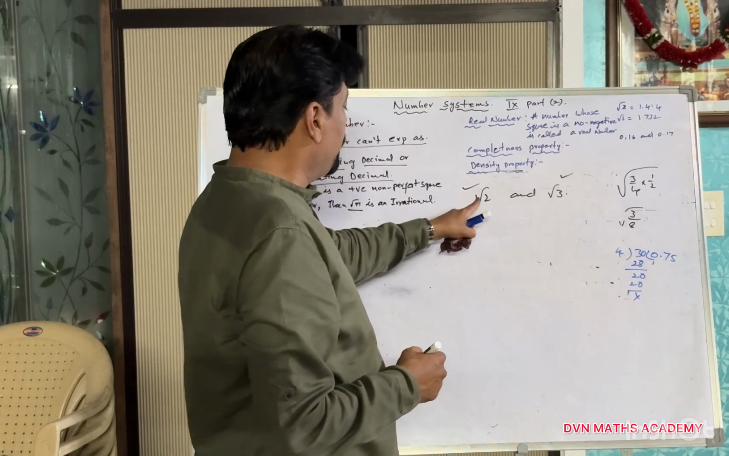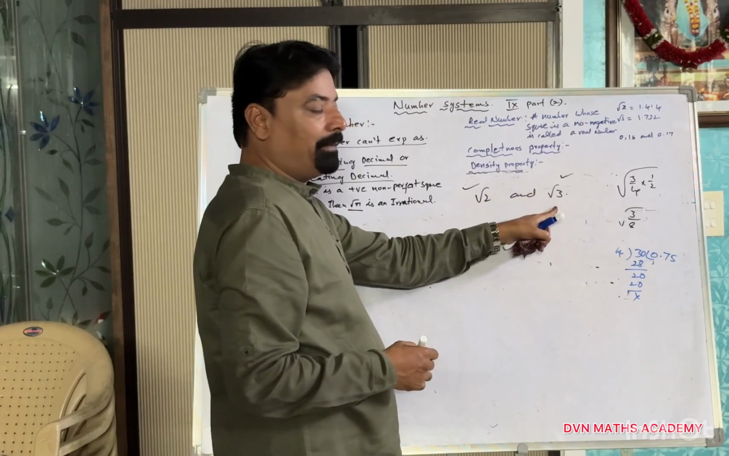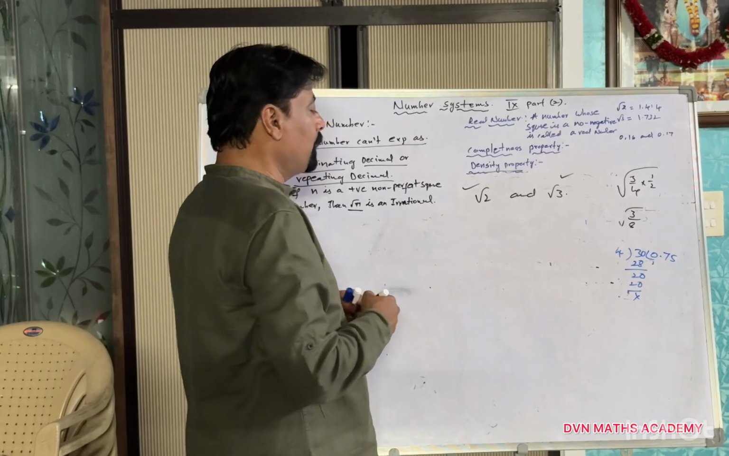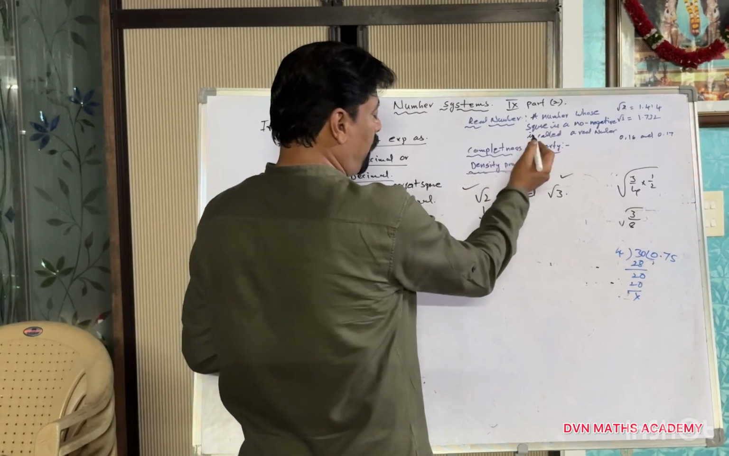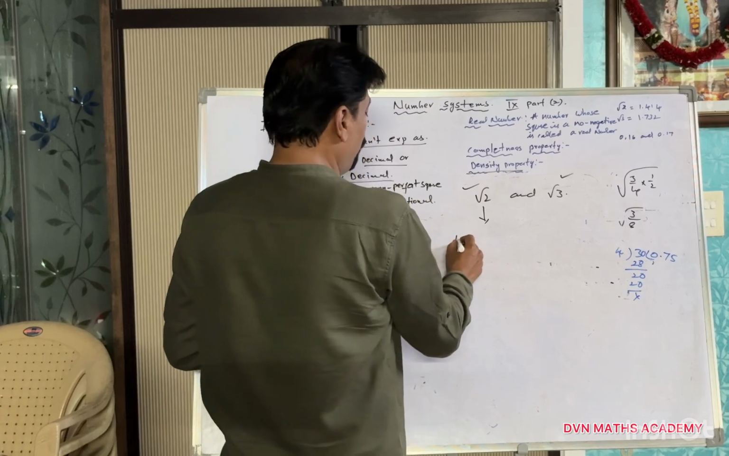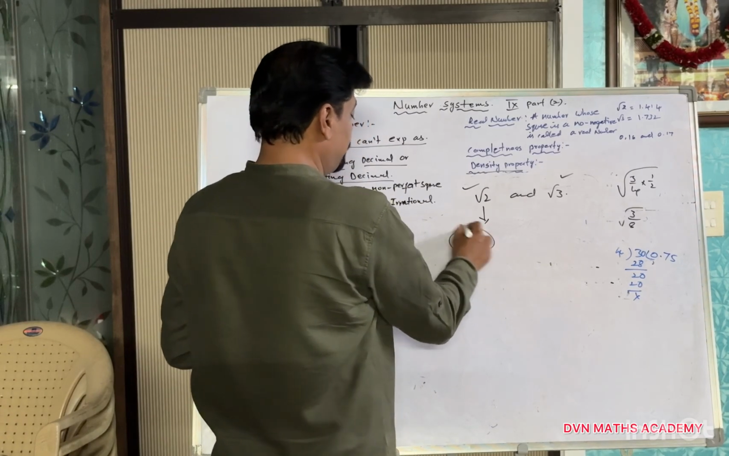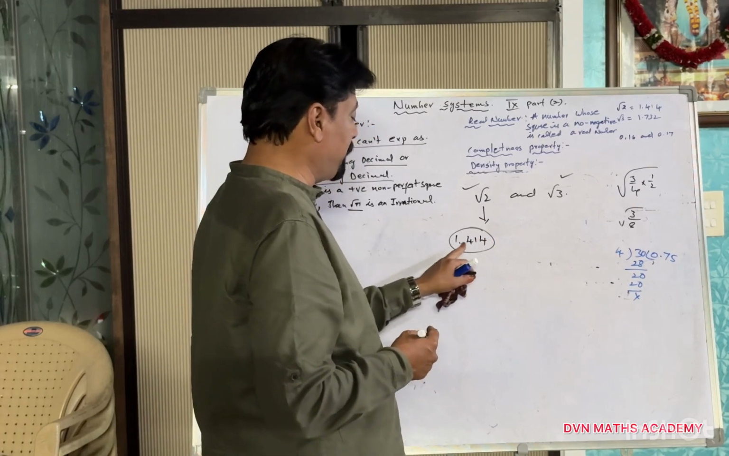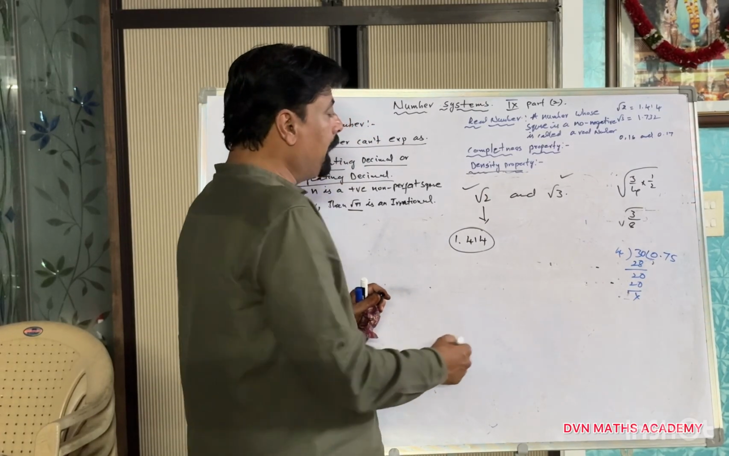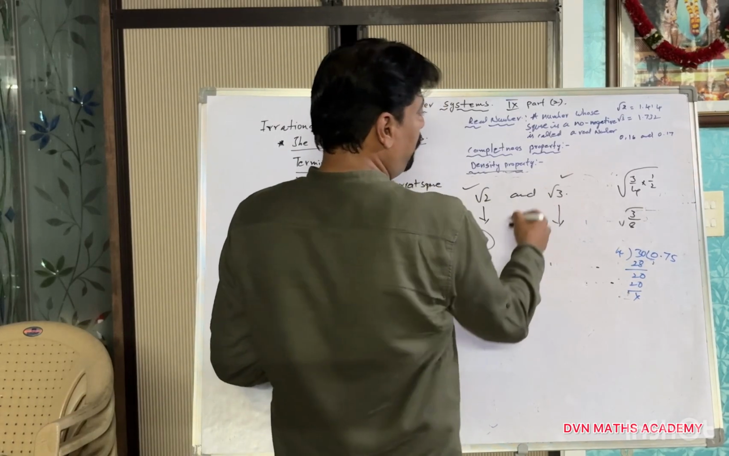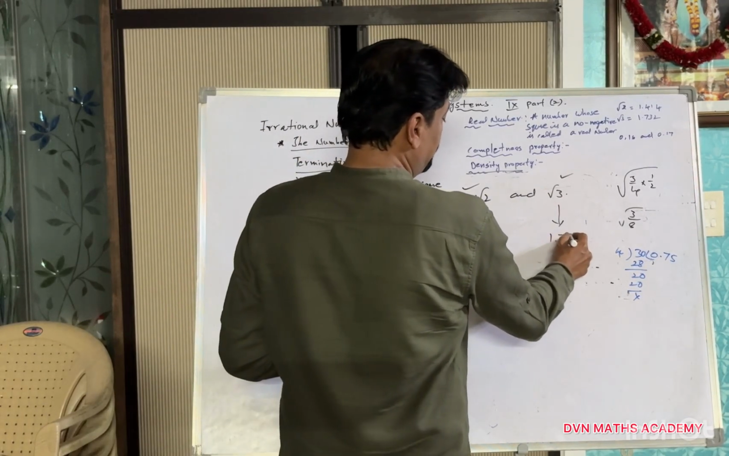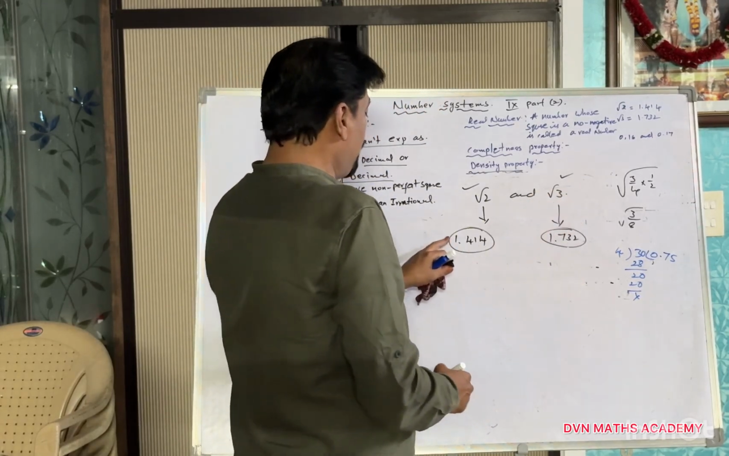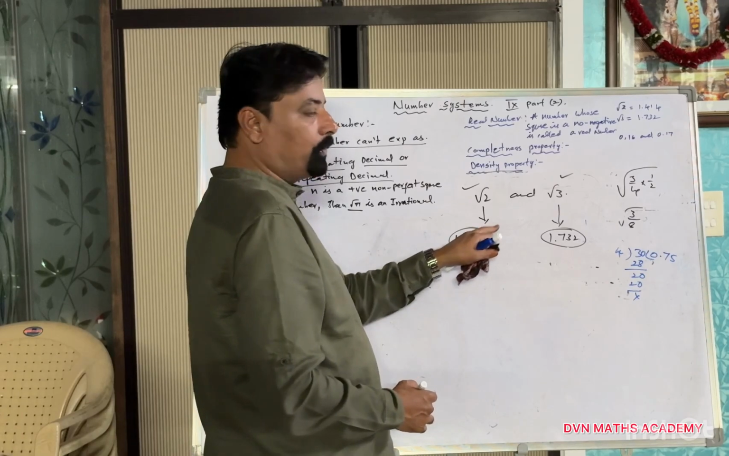So root 2 and root 3 are both irrational numbers, and we are asked to write 3 irrational numbers between them. You know that the approximate decimal value of root 2 up to 3 decimal places is 1.414, and the root 3 value up to 3 places is 1.732. This is the root 3 value, 1.732, and this is the root 2 value, 1.414.